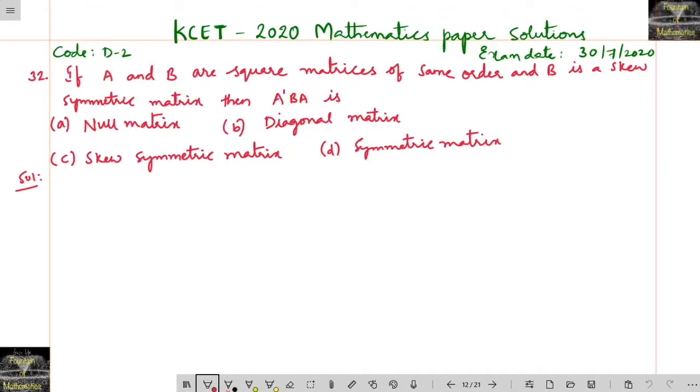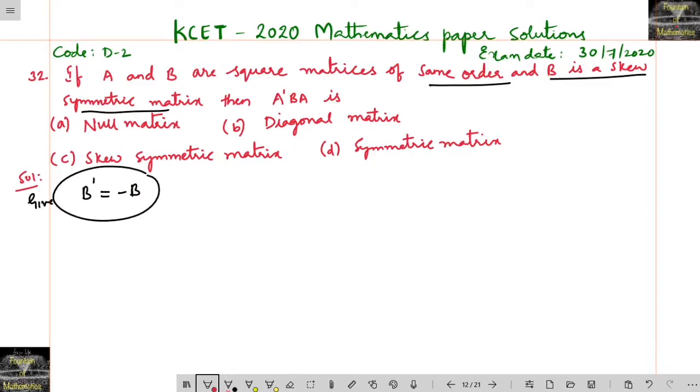Question 32. If A and B are square matrices of same order and B is a skew symmetric matrix, then A dash B A is a null matrix, or diagonal matrix, or skew symmetric matrix, or symmetric matrix. So what is given here? A and B are square matrices and B is a skew symmetric matrix. Since it is skew symmetric, we can write B dash is equal to minus B. So this is given, and now A dash B A, let's take the transpose and verify it.